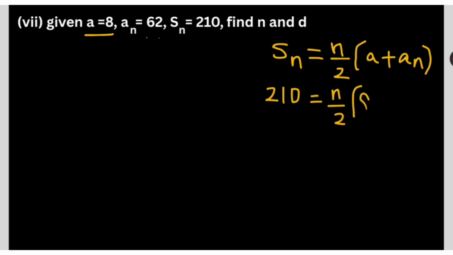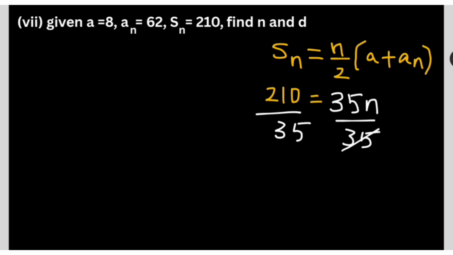8 plus, what is the last term? 62. Here 8 plus 62 gives 70. If you divide by 2, then we are going to get 35n. Dividing both sides by 35, the 35 gets cancelled, and we are left with only n on the right hand side.